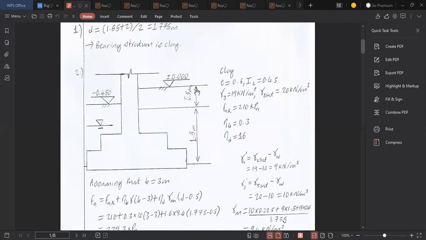How we do that is we multiply the gamma of each layer times the thickness over the embedded depth we've chosen. So I'm going to repeat that. It's the sum of the unit weights of the layers, the gammas of each layer, times the thickness of that layer, over the depth.